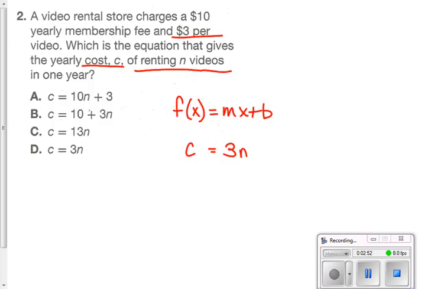On top of that, we also have a yearly charge of $10. So we have to add that yearly charge of $10. So this would give us our total cost there, depending on how many videos we rent. And again, this would be non-proportional because the y-intercept is 10.